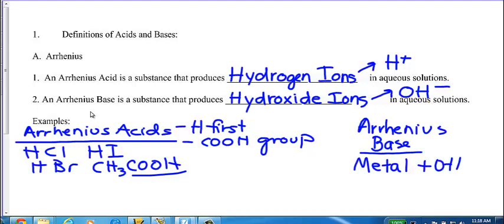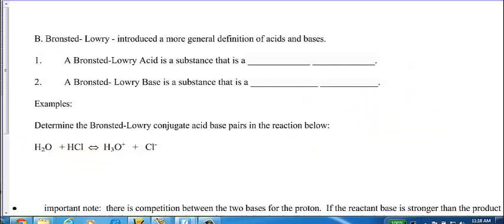So for example, like NaOH or Fe(OH)3. Those are Arrhenius bases. They're a metal with OH, okay? Another definition of bases, which is more general, is the Bronsted-Lowry definition. A Bronsted-Lowry acid, though, is pretty much the same thing. They're defined as proton donors.